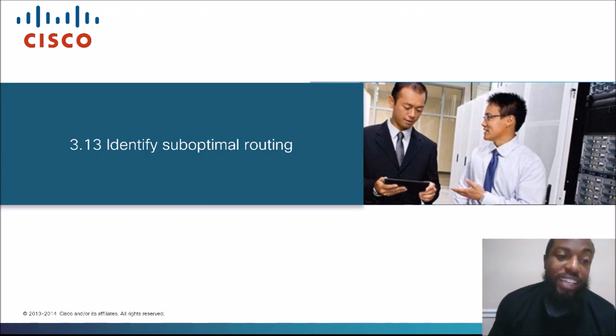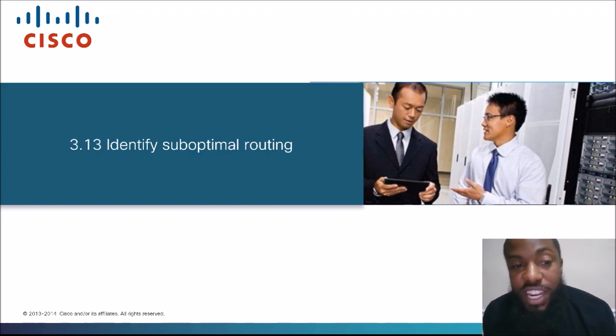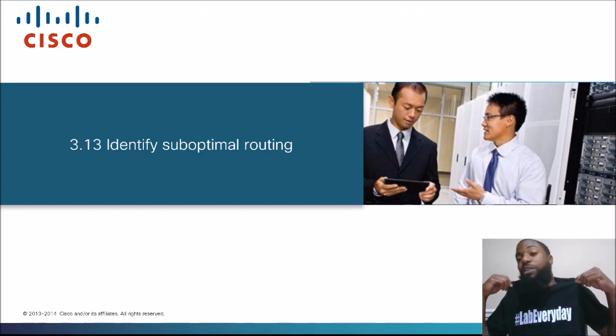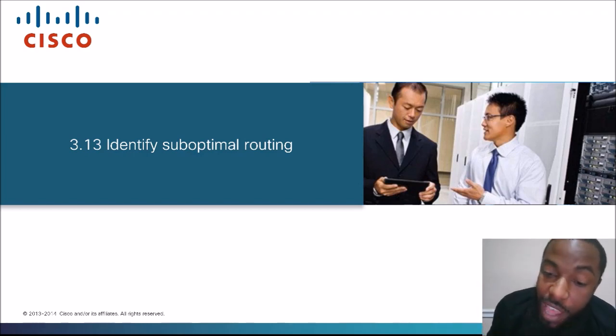And today's topic is section 3.13, identify suboptimal routing. This is a topic in the CCNP ROUTE exam, code 300-101 version 2.0. Hashtag lab every day. Even though we haven't been labbing every day, like I said, life happens and sometimes you just gotta make it happen.